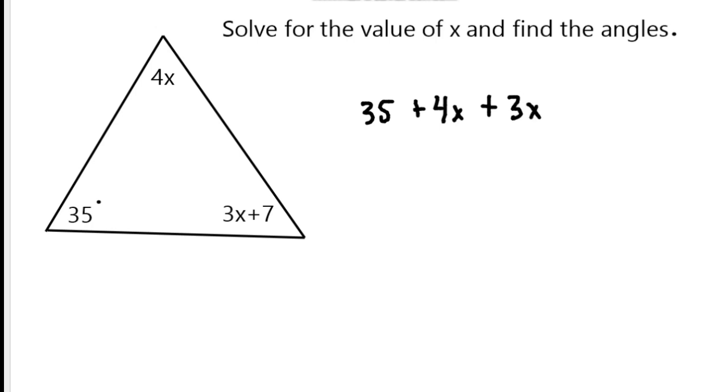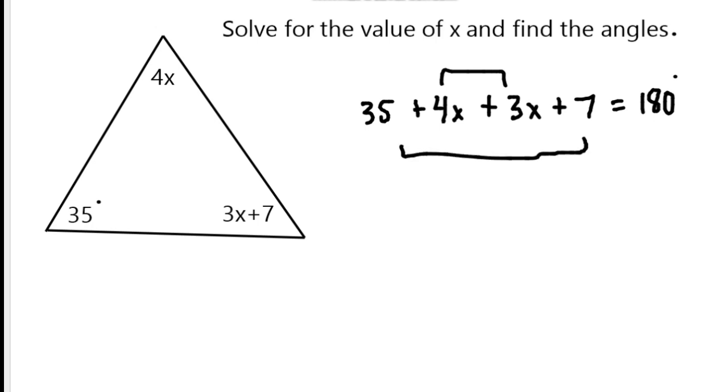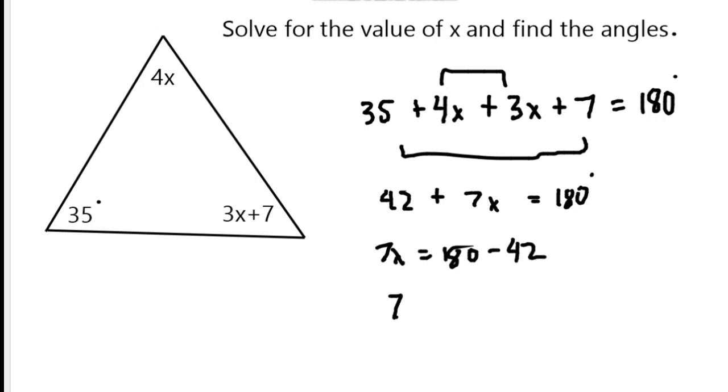Now let's solve for the value of x and find the angles. Again, we're going to use the fact that the sum of angles is 180 degrees. Now let's combine terms. We got 4x plus 3x, and we also have 35 plus 7. It's 42 plus 7x is equal to 180 degrees. Now let's move 42 to the right side. So we got 180 minus 42. Now let's take the difference of those. We got 138 degrees. Now let's divide both sides by 7, leaving us with x. So the value of x is 19.7.